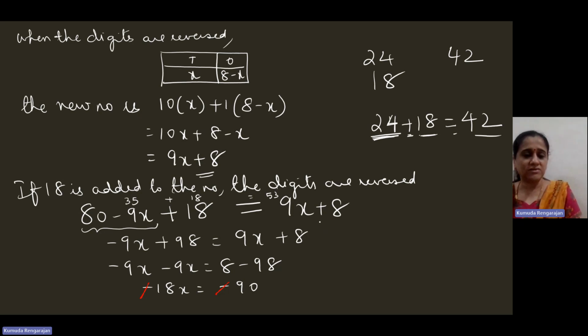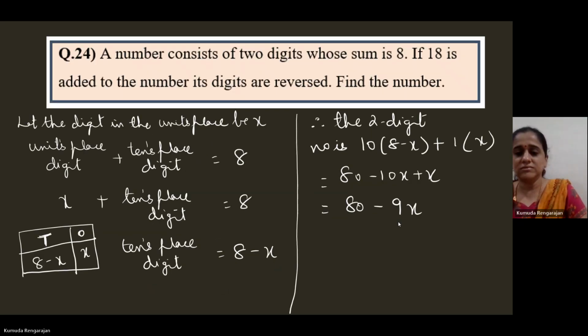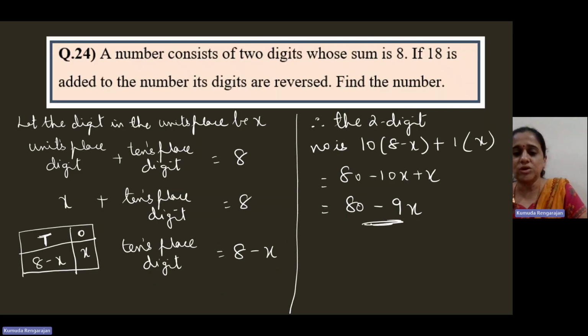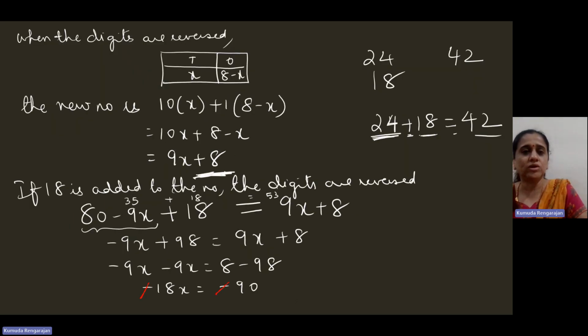See, in the answer here, this is 35. This is the expression that represents 35. And here, this is the expression that represents 53. This is the expression for the original number, 35. This is the expression for the new number, 53. So you can see here, this is the expression for 35. So 35 plus 18 is equal to 53. That's the equation.